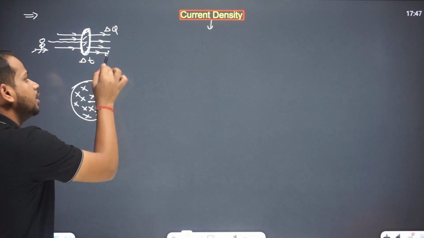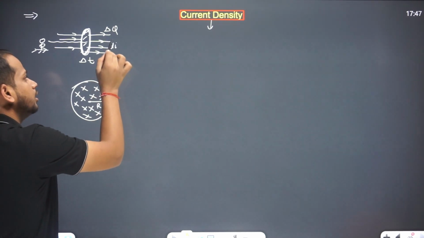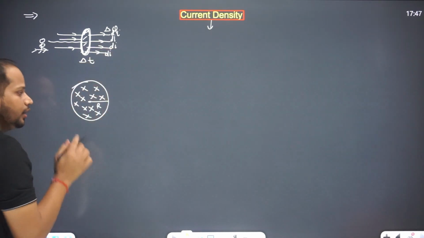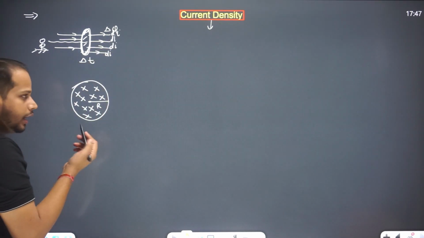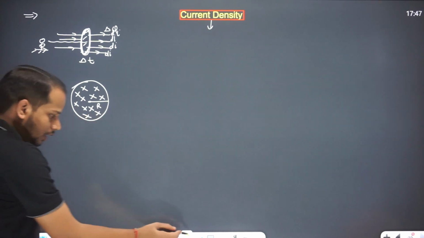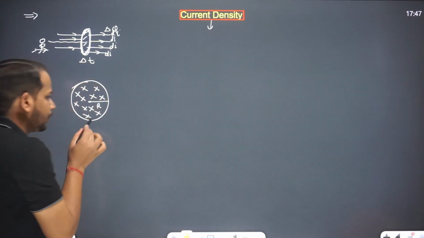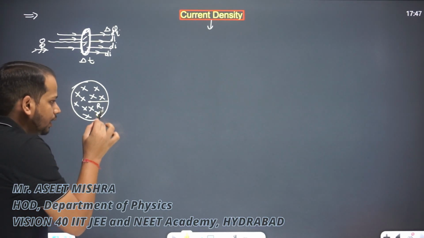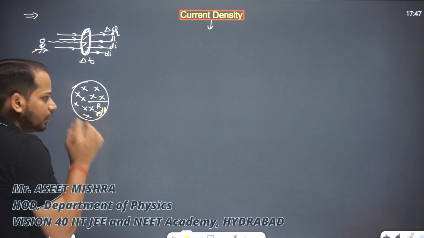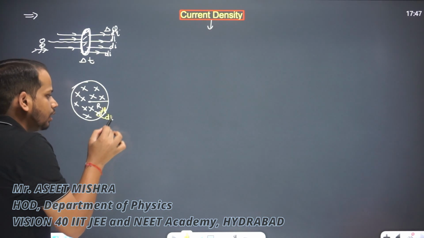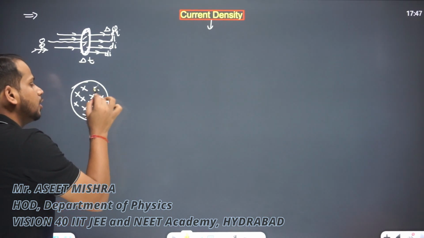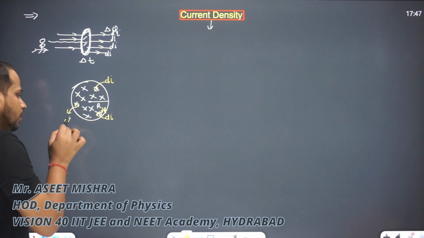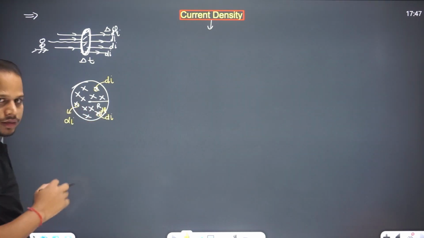What is the meaning of net current? It means there is a di, right? So when we add all the di, it becomes I. If I take just a small area over here, this area is dA, a very small area. So we can say the current is di, right? If we take any other area of the same size, it is also di. So the net current is the sum of all these, right?